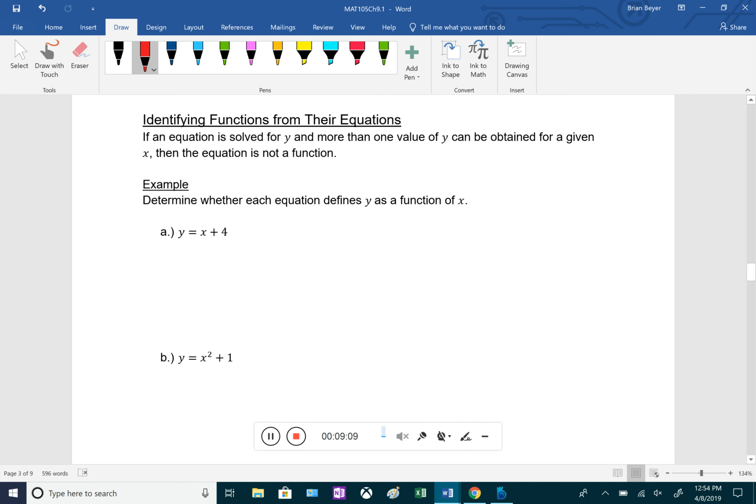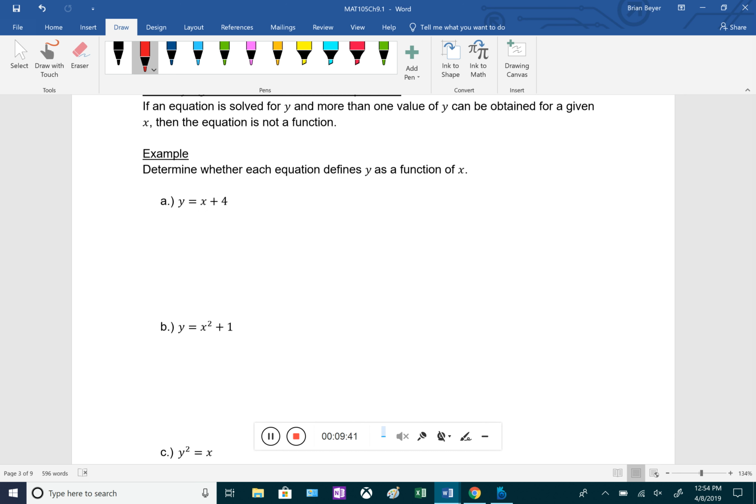Okay, so we already did identifying functions from relations with ordered pairs. That was hopefully relatively simple. Identifying functions from equations is a little bit more difficult. What we want to do is solve the equation for y. And if we get more than one y value out for a given x value, then that means the equation is not a function. It's the same definition, it's just a little bit more difficult because it's not as simple as just looking at the ordered pairs.